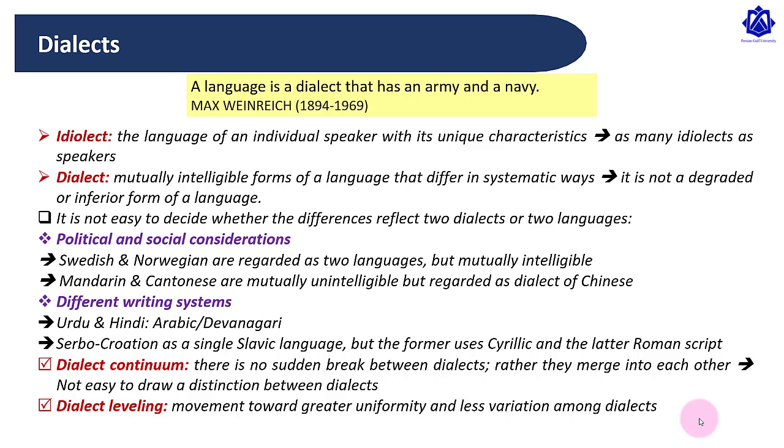But since they are spoken in one country, they are called Chinese, like Mandarin and Cantonese. Mandarin and Cantonese are two different languages because they are mutually unintelligible. But they are regarded as dialects of Chinese.